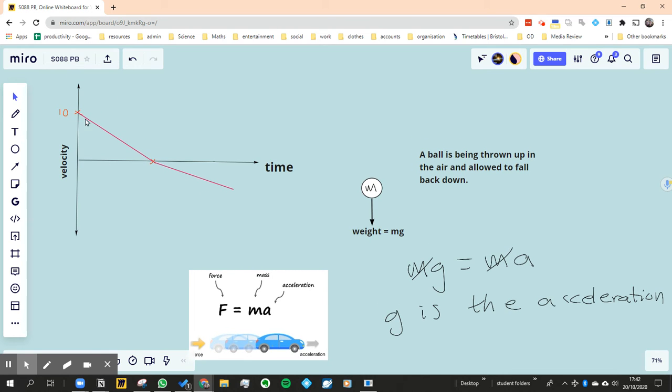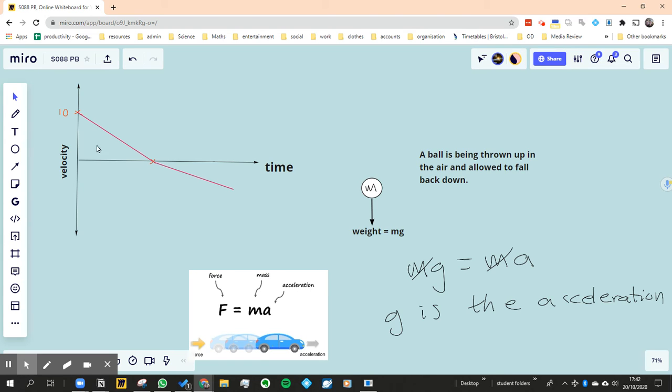So this is the first attempt at the graph of what it would look like. We can see the first part is positive velocity because it's moving up. So we're going to say up is positive. It doesn't matter if you say up is positive or down is positive, as long as you're consistent. We can also see that as it goes up, it's reducing in the speed at which it's going up, and eventually it reaches 0, and that would be when it's at maximum height.